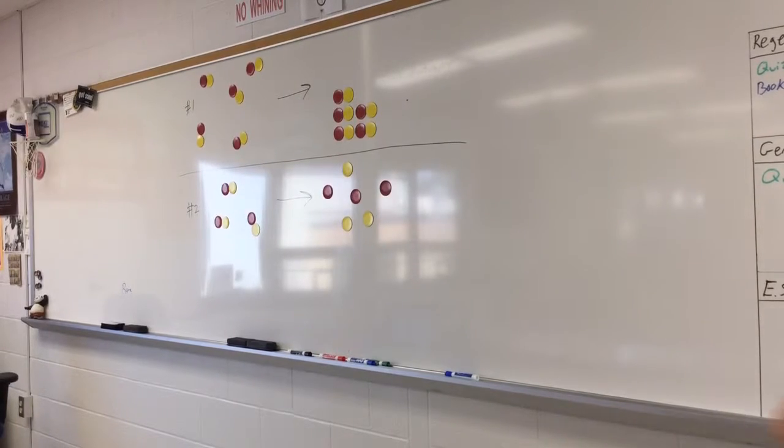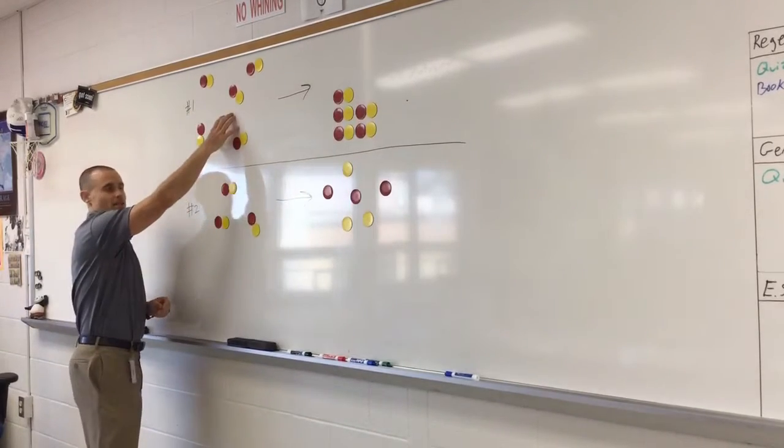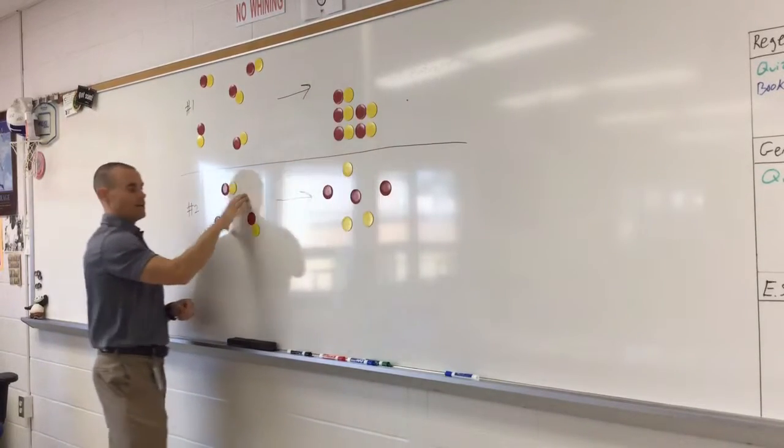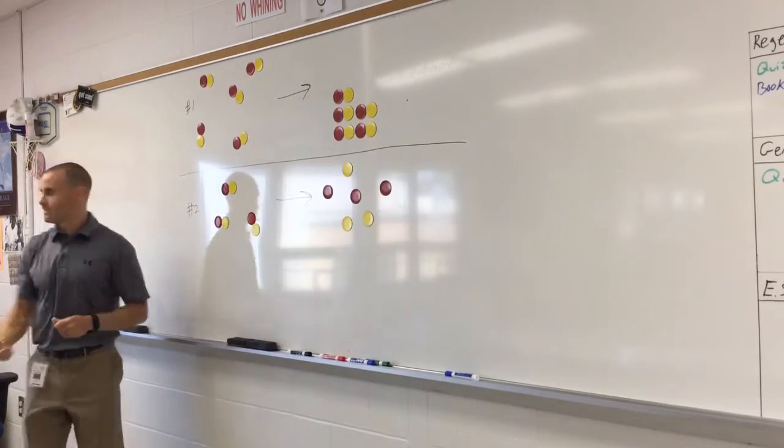So scenario 1, scenario 2. You've got the beginning material and your ending material. Your beginning material, your ending material. The arrow means yields, or something has happened.